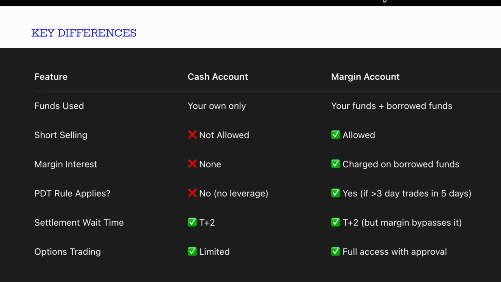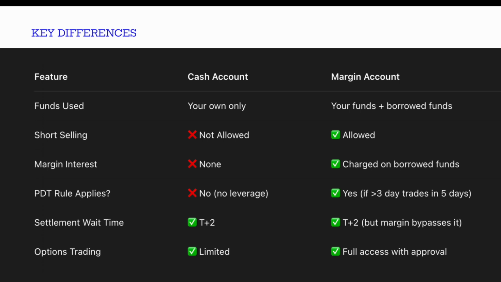So key differences, guys. Here we go. In a cash account, you only use your funds. You can't short sell. There's no margin, no PDT rules. But the settlement time is T plus 1. They changed it. It used to be T plus 2, but it's T plus 1, guys. You can trade options in a Webull cash account.